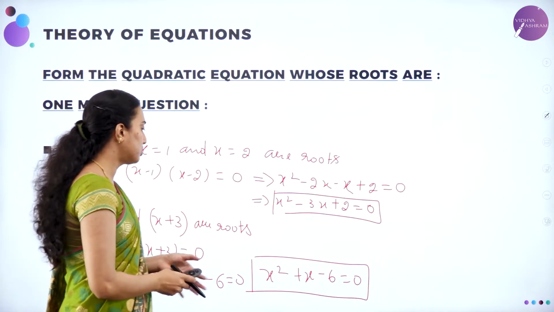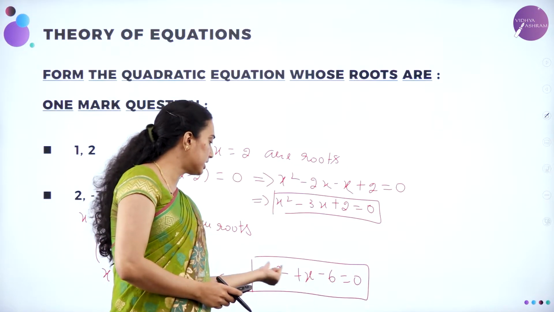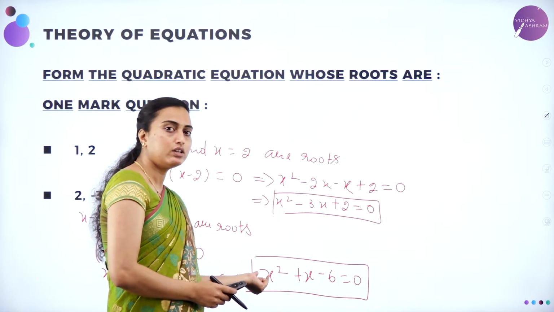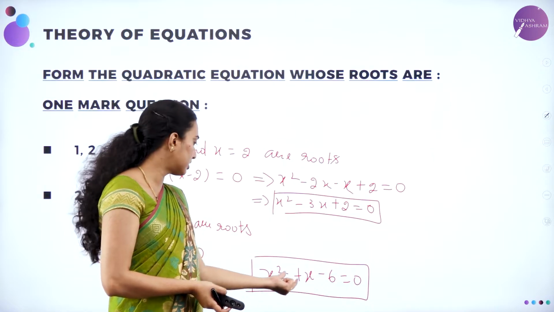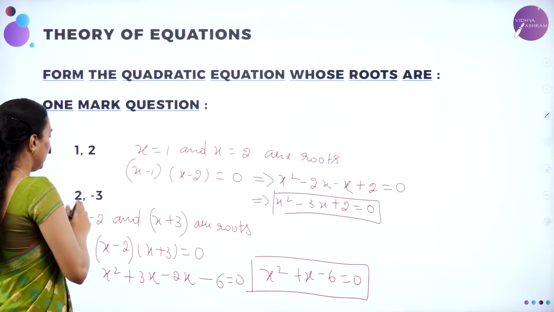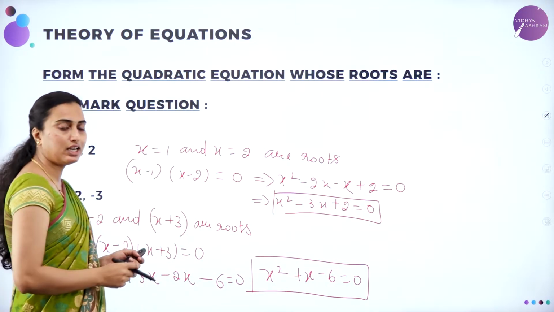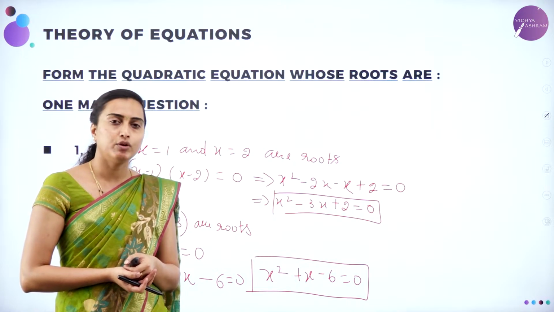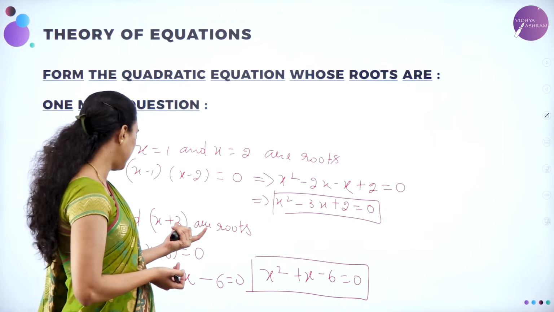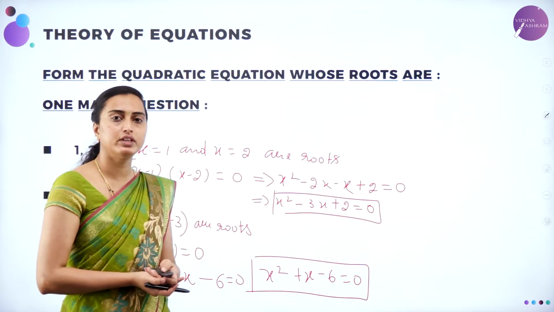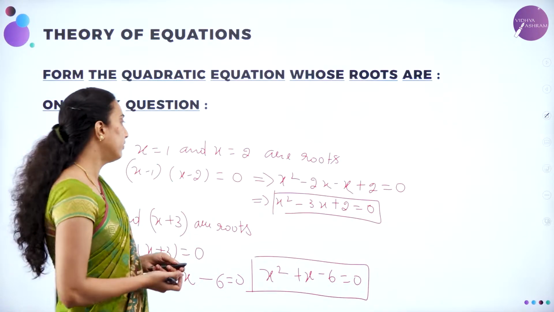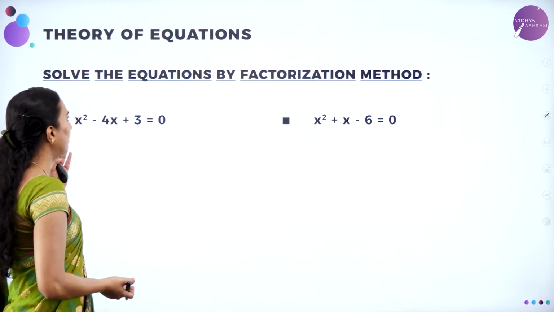Now, you can observe, dear students, the constant term is minus 6. So if you multiply, you should get minus 6, and if you add, you should get 1x. See, if you multiply 2 and 3, you are going to get 6, and if you add, you are going to get plus x. So, therefore, this is how we are going to have the equation. I hope you got this one. We'll move on to the next problem.